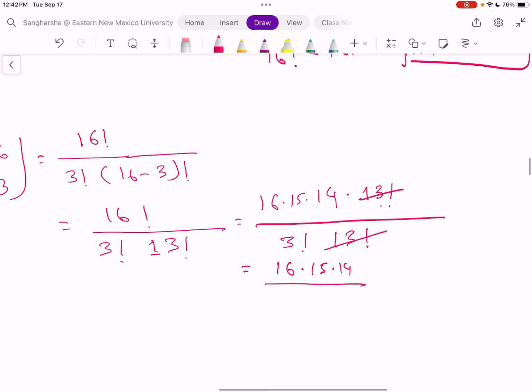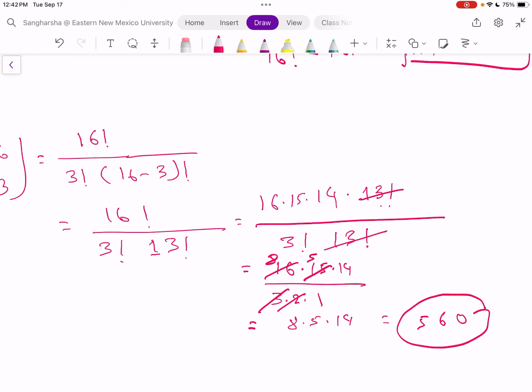Now let's find what 3 factorial is. 3 factorial is 3 times 2 times 1. Now we can simplify. 3 times 5 is 15. 2 times 8 is 16. So 8 times 5 times 14. What is that equal to? 8 times 5 times 14 equals 560. So we can have a group of 3 students in 560 different ways.